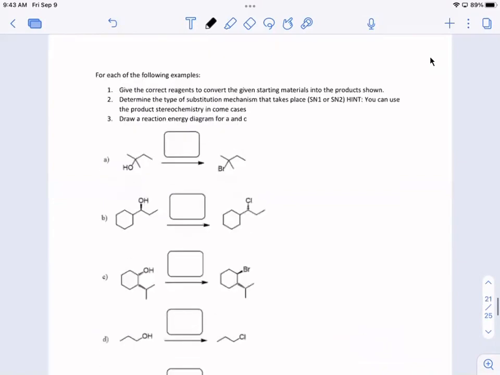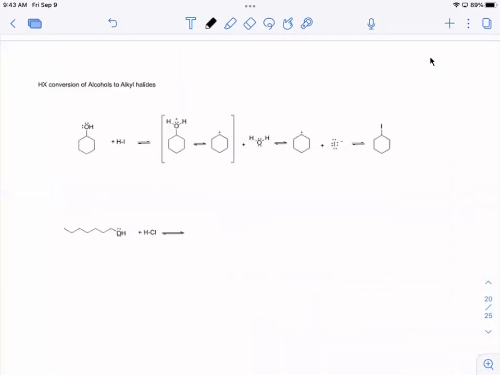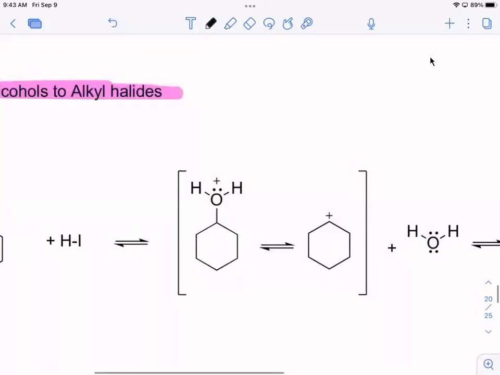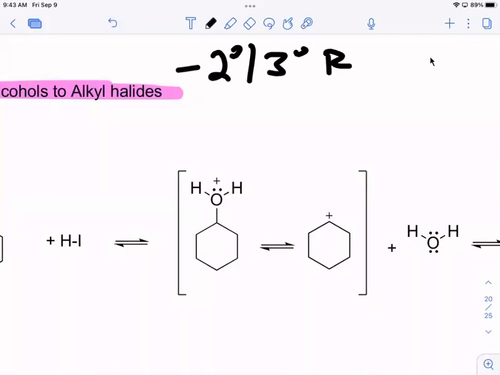All right, let's go back to here. This is the last of the methods that we're going to discuss. Obviously, there are many more methods for doing this, but these are the 3 that we're going to talk about. All right. This one involves using HX to convert alcohols to alkyl halides. This is specific to secondary and tertiary alcohols. You can't use HF.